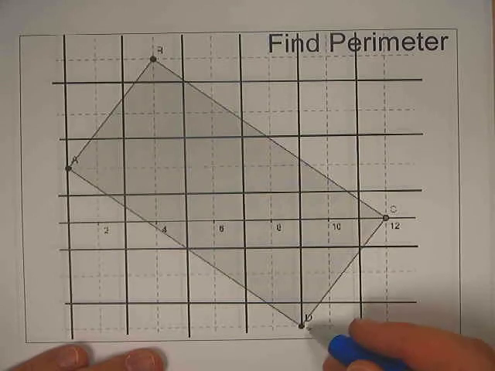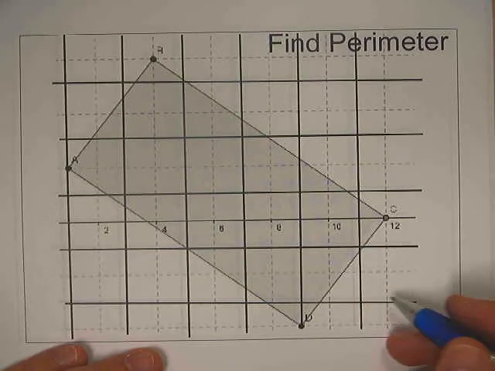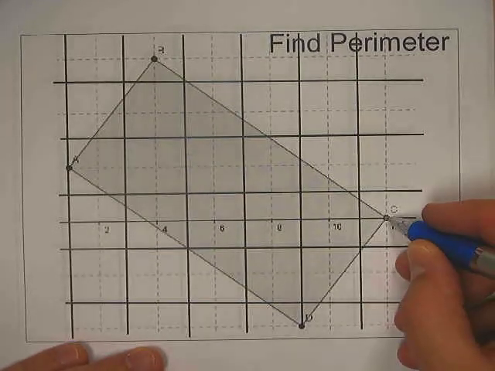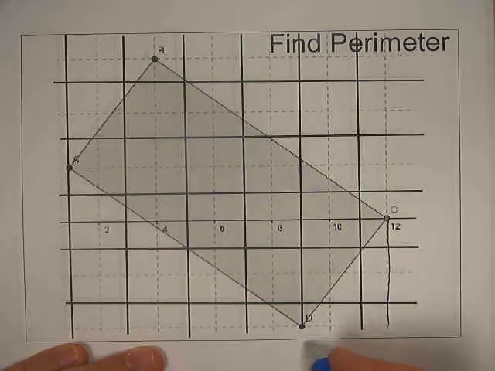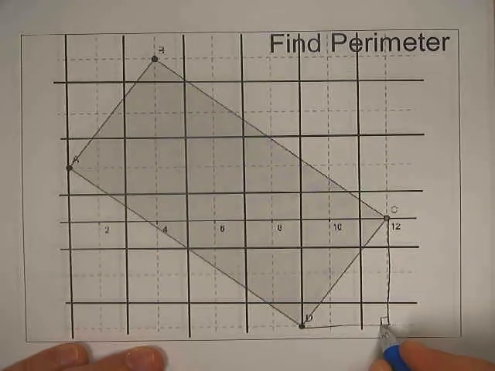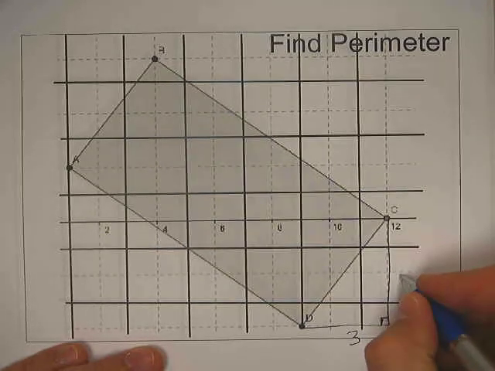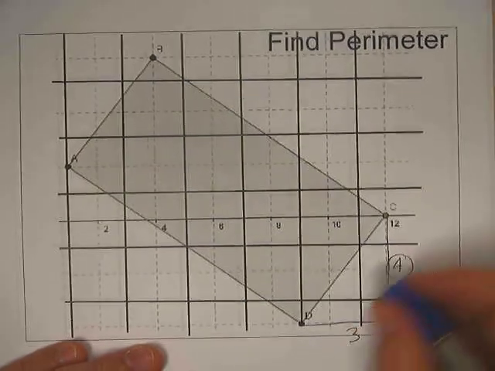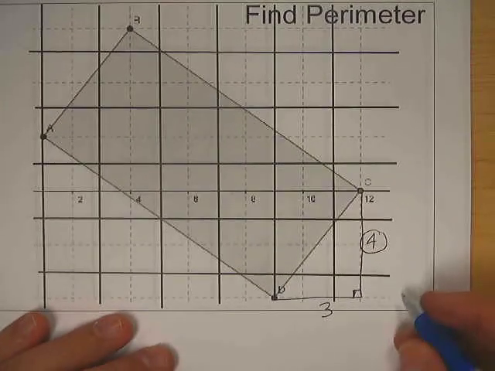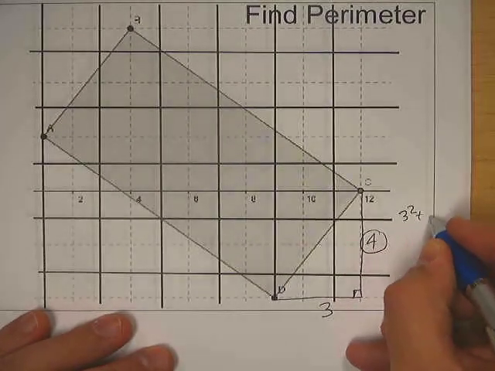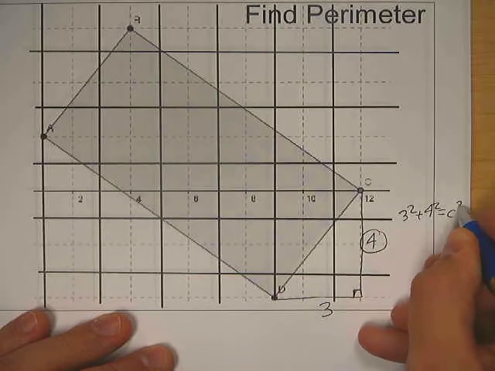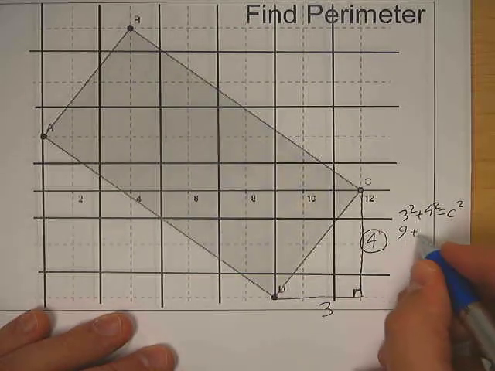Perimeter. So if we want to find the perimeter of this rectangle right here, first of all, we have to find the lengths of the sides. And since they're on slants, we have to use the Pythagorean theorem. So right here, I'll make a right triangle. Notice this triangle is over 3, up 1, 2, 3, 4.